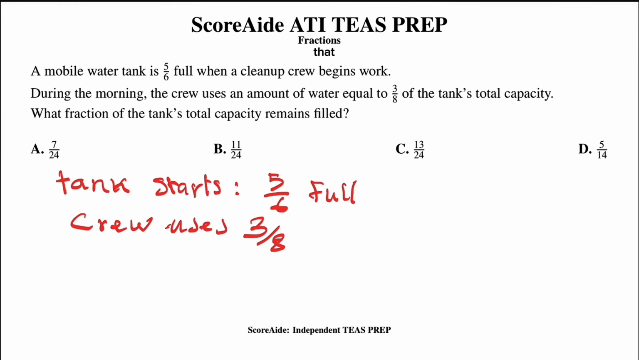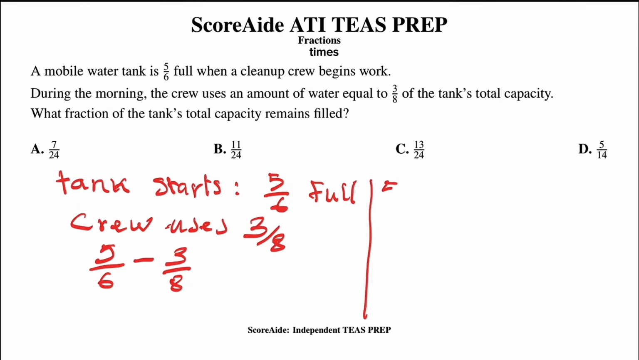So it means that we are subtracting. It starts from 5 over 6 and we took out 3 over 8. Both are fractions of the total capacity. So we just need to subtract these two fractions, right? To do this, we can make the denominator the same. The smallest number that 6 and 8 can divide is 24. So we convert the denominator to 24. I will just multiply the top and bottom of the first fraction by 4.